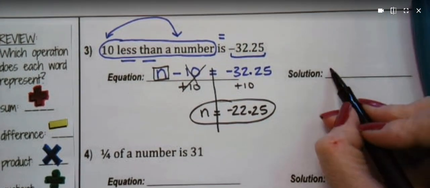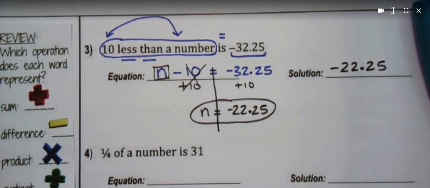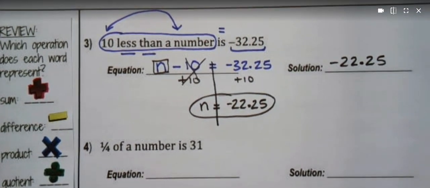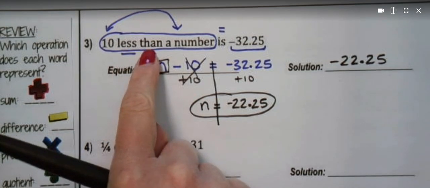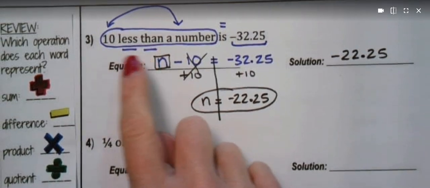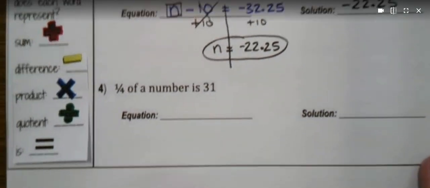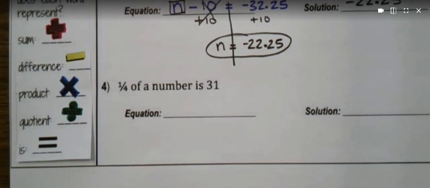So solution over here, -22.25. I wrote that correctly. There we go. There's our solution. So careful with those turnaround words. A lot of times when you see the word than, that kind of signals taken from, less than, those are turnaround words. All right, number 4, focusing on number 4.